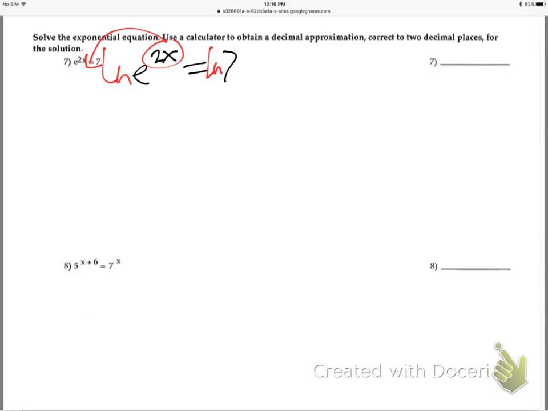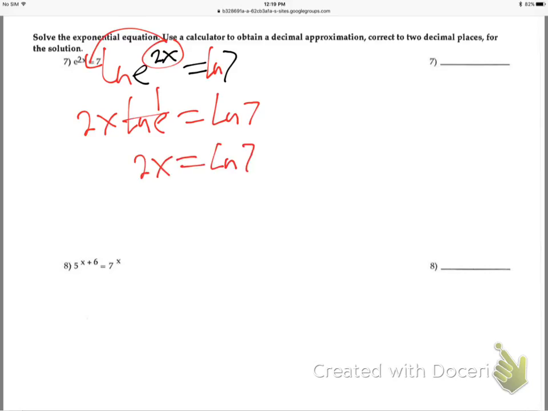So then the 2x drops down. 2x ln e equals ln 7. ln e is just 1, you know that. So 2x is ln 7. Last step to solve for x: divide by 2. We're done. Leave it that way, or if they want a decimal, whatever your calculator tells you on that one.